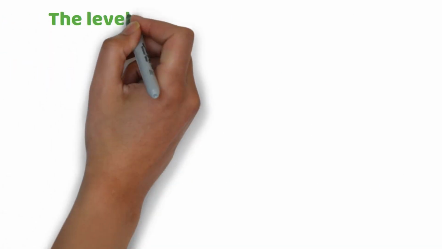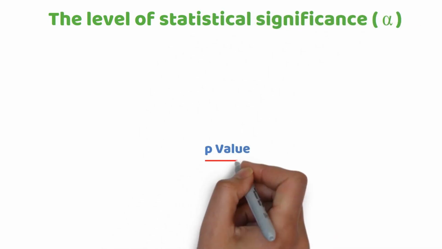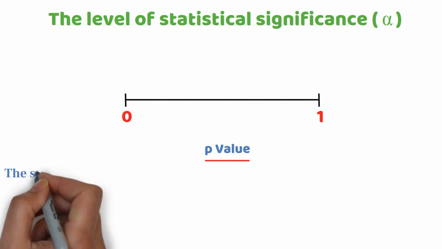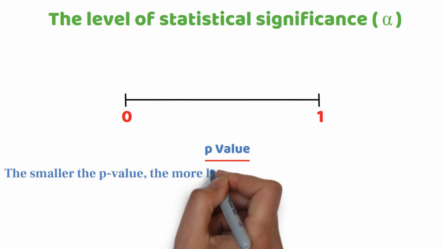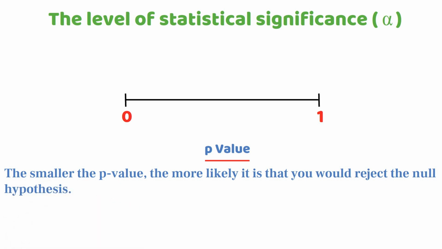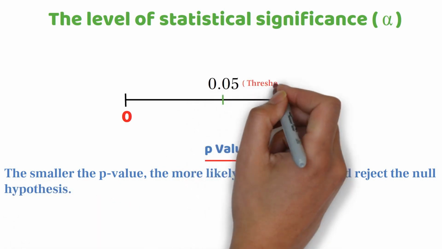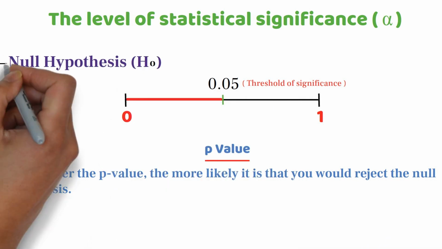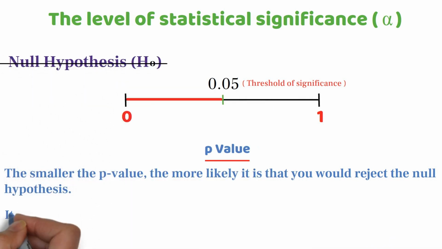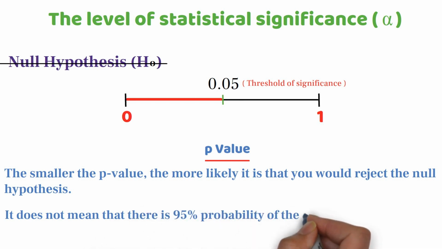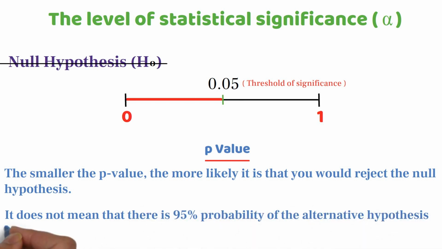The level of significance is usually represented as p-value between 0 and 1. The smaller the p-value, the more likely it is that you reject the null hypothesis. But if p-value is lower than your threshold of significance, though the null hypothesis can be rejected, it does not mean that there is 95% probability of the alternate hypothesis being true.